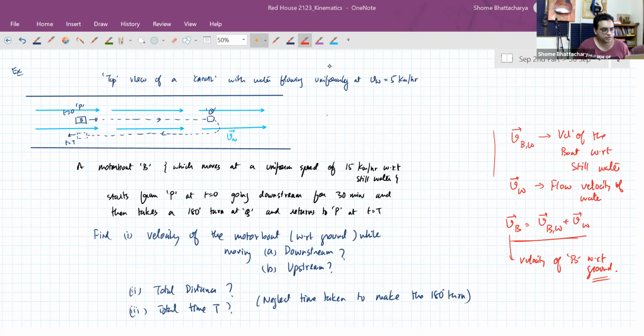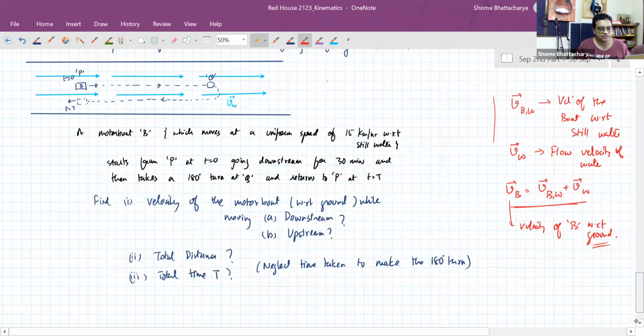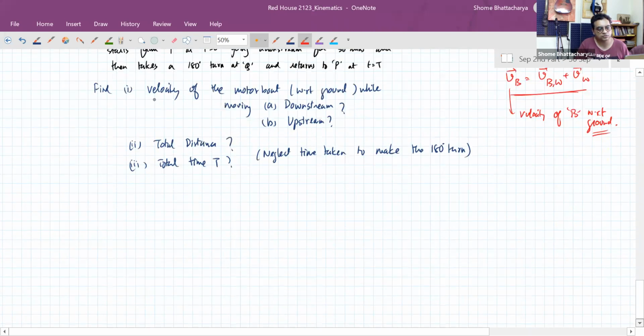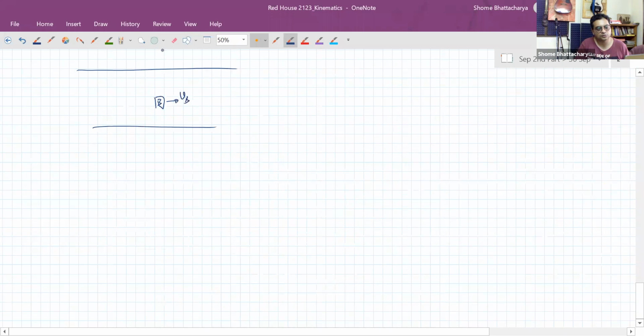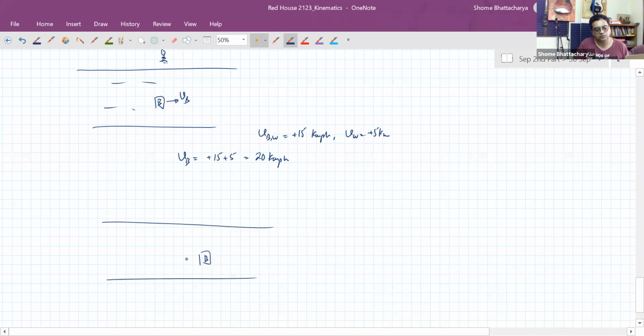Right, very good. Shayan and Adinath, your answers are correct. The total journey time will be 1 hour and 30 minutes. So we can quickly understand this. In the downstream part of the motion, you can see that the velocity of the boat as seen by a ground frame observer will become plus 15 plus 5, 20 kilometers per hour, because the velocity of the boat with respect to the water is plus 15, and the velocity of the water is plus 5.